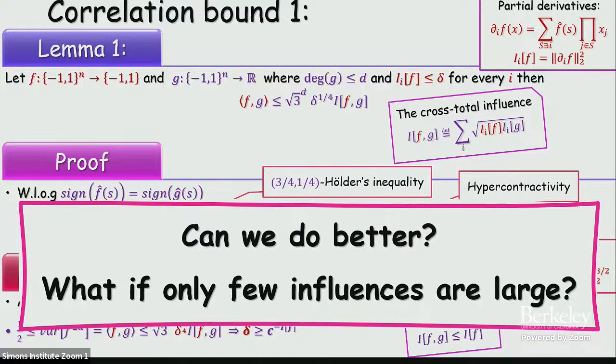So now the question is, can we get better correlations? And this needs a bit of work to make it better. So if you're not here, we just assume that all the influences are small. So now we can think that we have some small influences and some larger influences, but as we showed in the proof of the Friedgut theorem, we can't have too many large influences. So we can just take them separately.